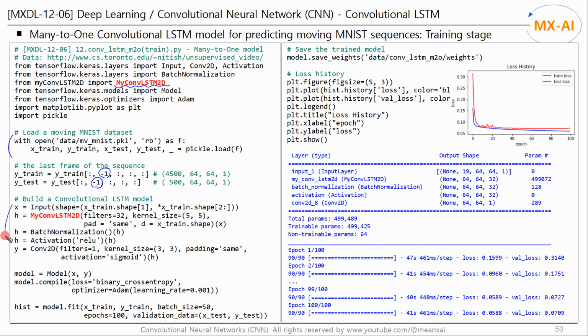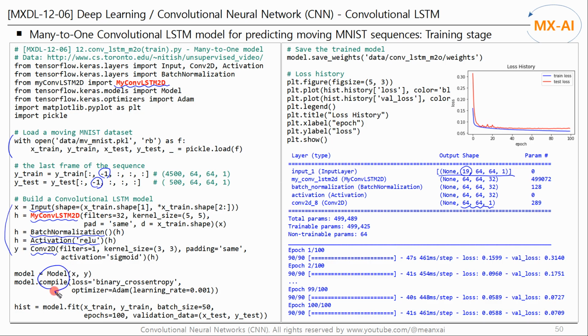Build a many-to-one convolutional LSTM model. Create an input layer. The input layer receives 5-dimensional data like this. The input data xtrain consists of sequences of 19 images. Add a 2D convolutional LSTM layer, and add a batch normalization layer and a ReLU activation layer. Finally, we construct the output layer using a 2D convolutional layer. The output layer outputs a single image.